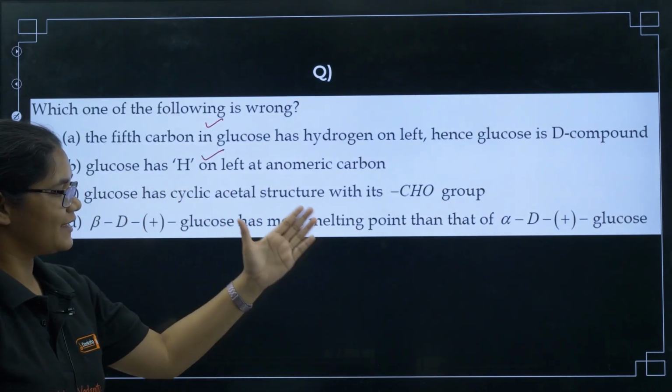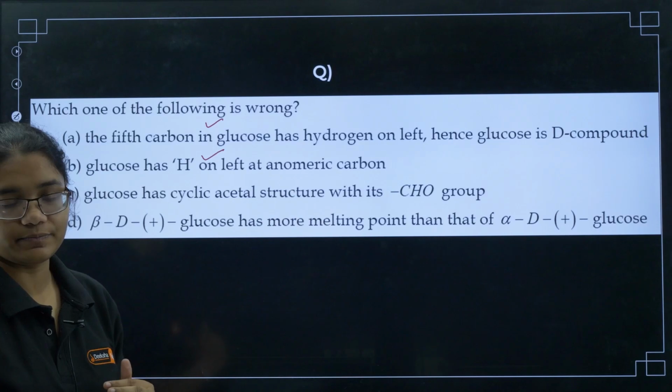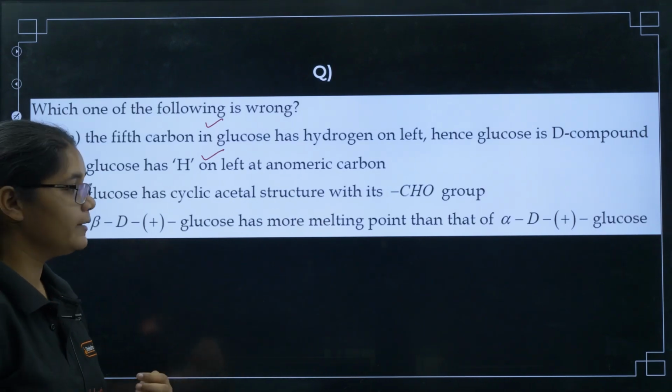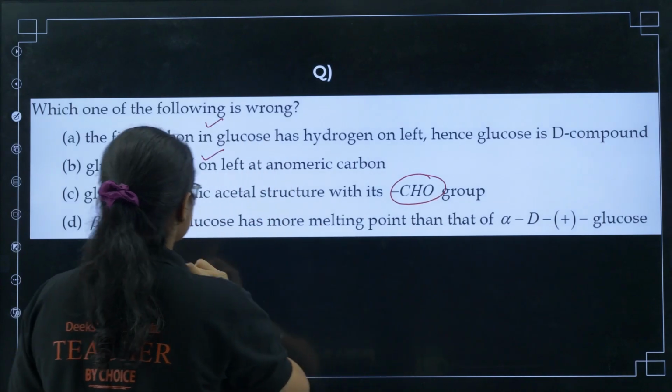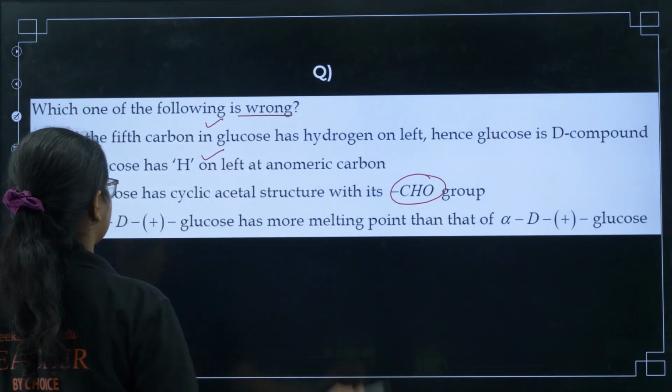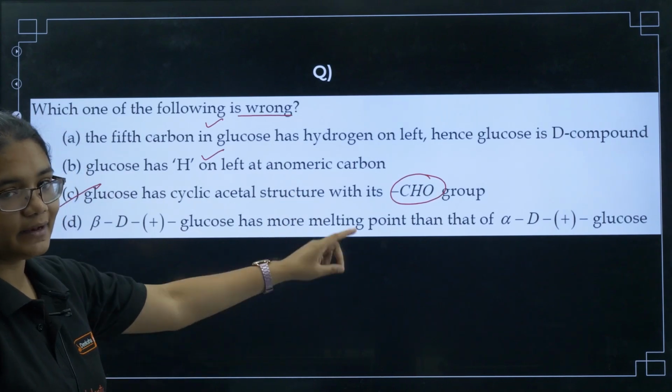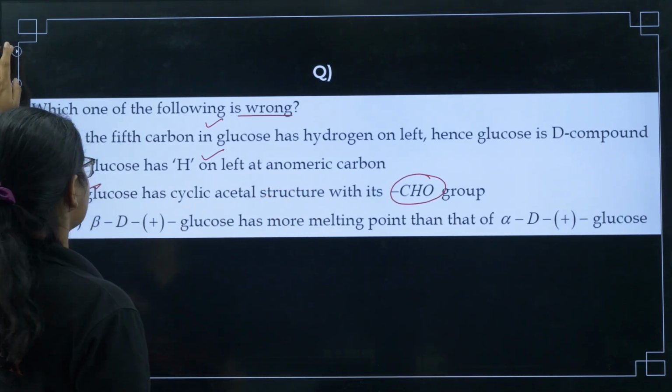Glucose has cyclic acetal structures with its CHO group. Yes. Now when there is cyclic acetal structure, there is no CHO group left, right? So it doesn't have this compound. This is the wrong statement. So option number C is the correct answer. Beta D glucose has more melting point than alpha D. That is also the correct statement.